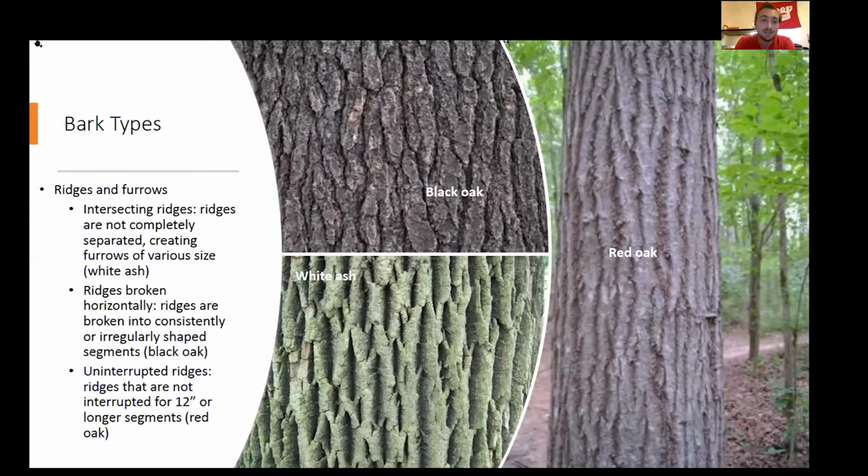You can have intersecting ridges that are not completely separated, creating a lot of differently sized furrows, and those are well seen in our ashes, or white and green ash in the bottom left. Or ridges can be broken horizontally. So we see here in our black oak that the ridges and furrows are in a horizontal pattern. So that's our black oak. And then uninterrupted ridges, where there are ridges that extend for 12 inches or longer without being interrupted, and that can be seen in our red oak.